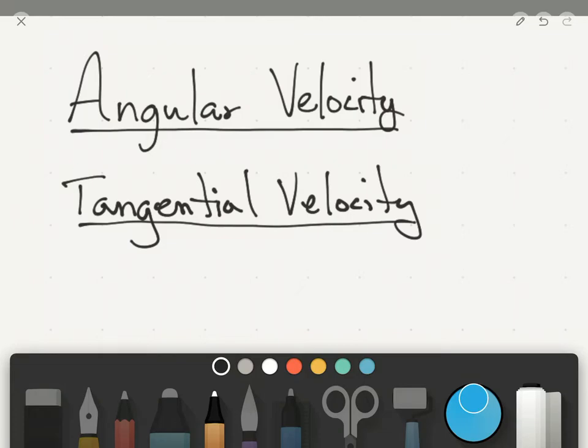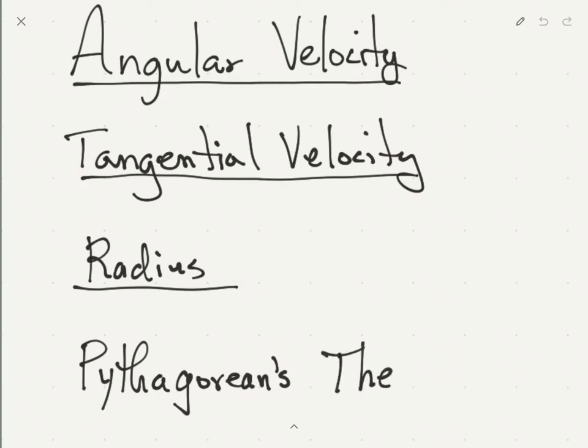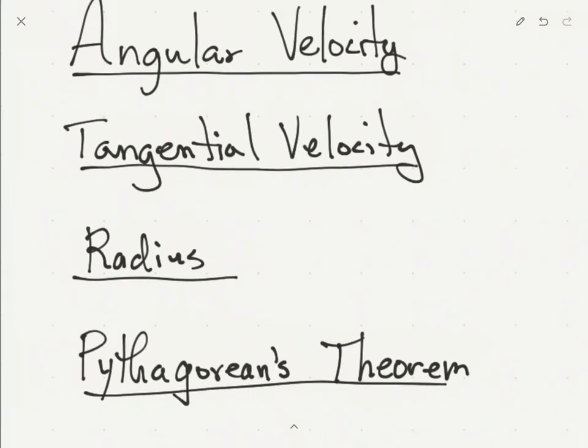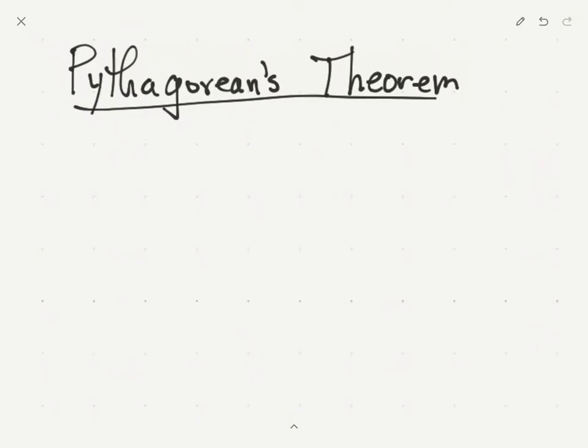And then we're going to have the distance between 2 points. And when I say distance between 2 points, let me just cut to the chase and call it the radius. All right. We're going to be using Pythagorean's theorem to calculate both the tangential velocity and radius, so as to calculate the angular velocity. Okay, so we have that, and what else?